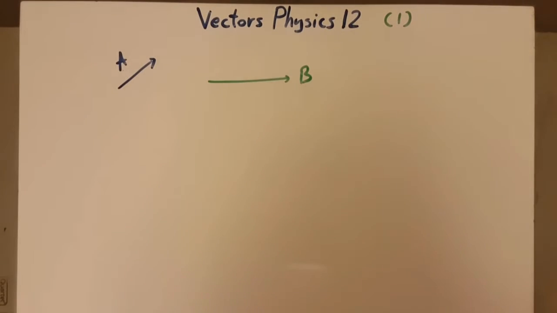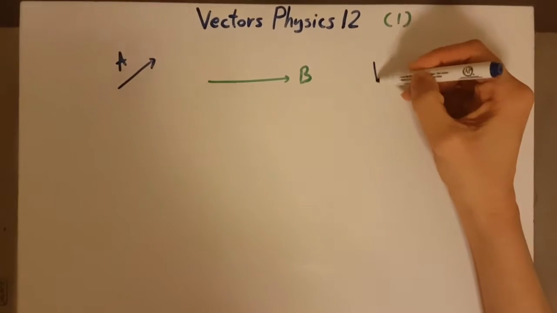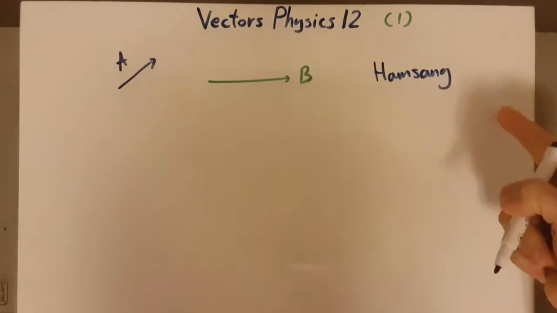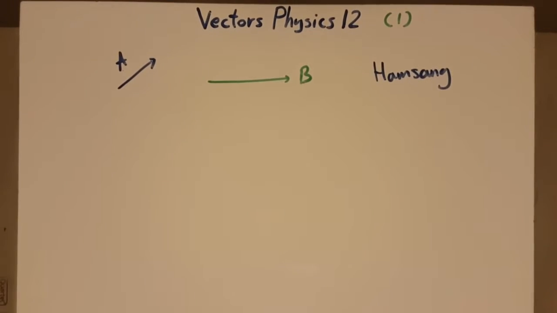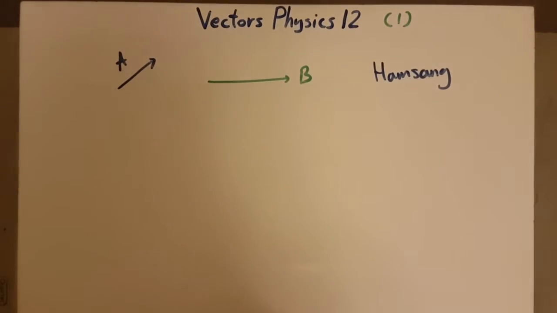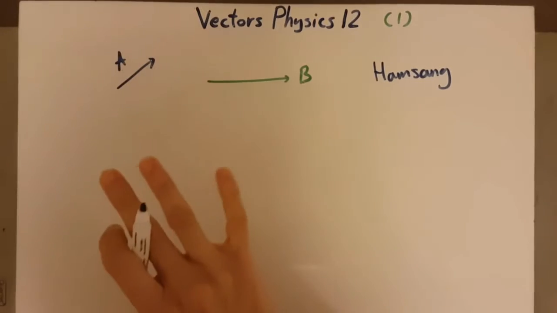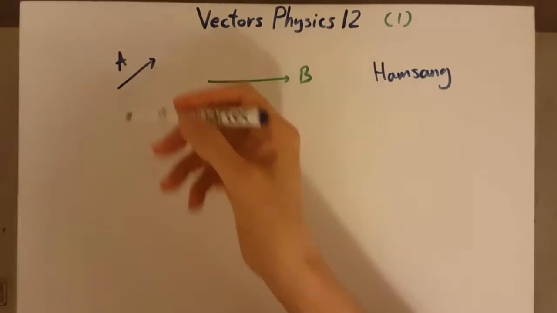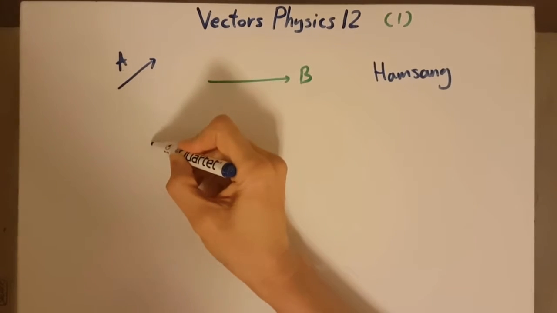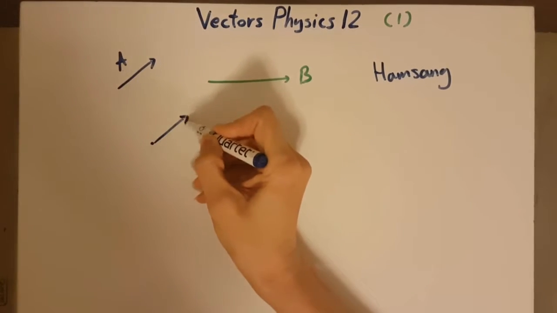Okay, now something which I want to tell you is very important is called Hamsang. I'd like you to learn this word. This word means equivalent. So these vectors are equivalent. Now I want to tell you what is the equivalent vector of A. I tell you, draw the equivalent of A, or Hamsang of A, from here. This is how you would draw it.